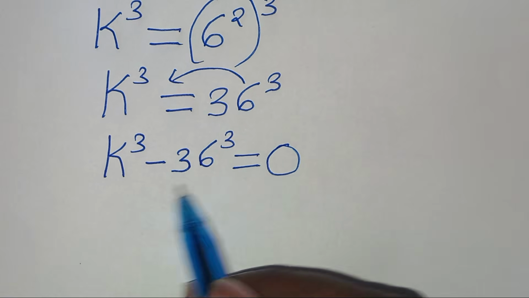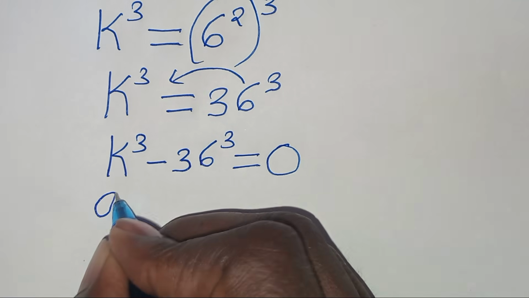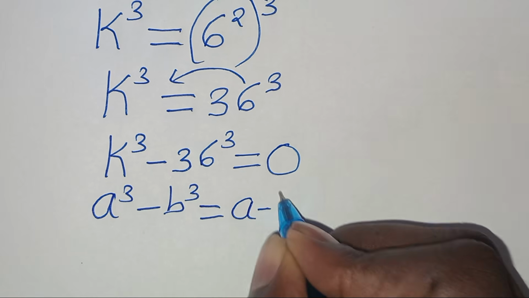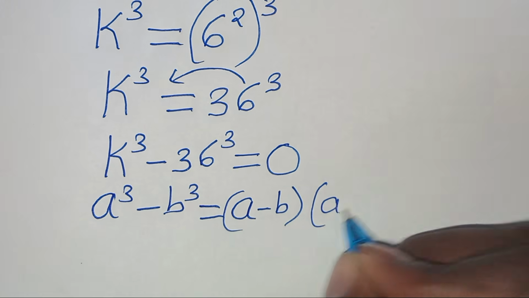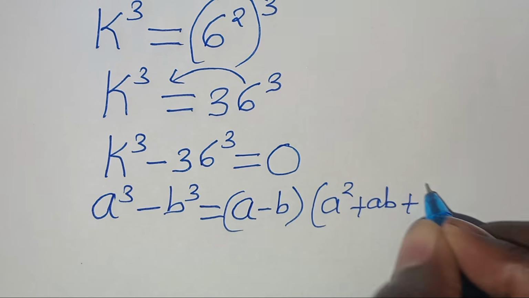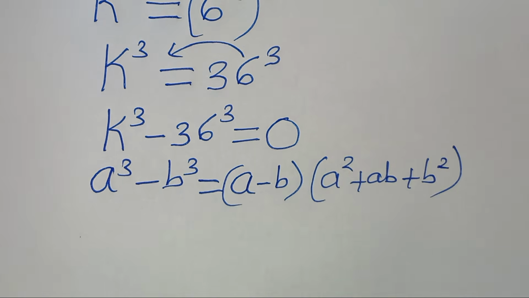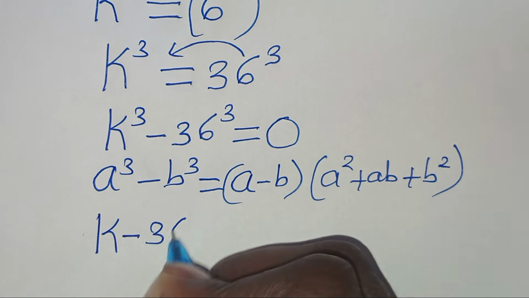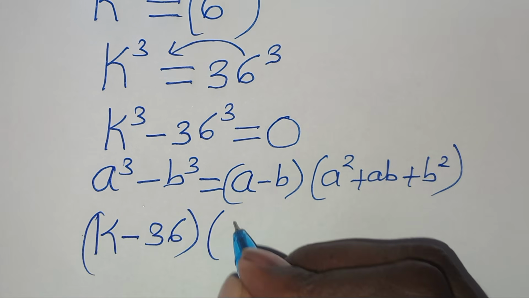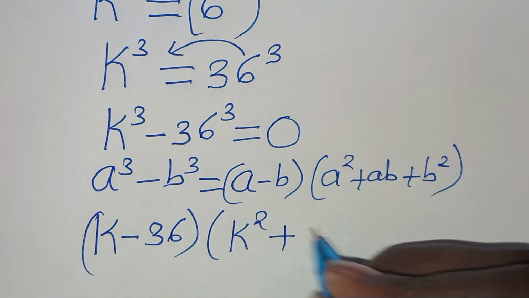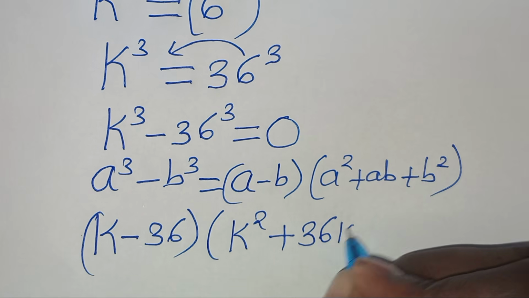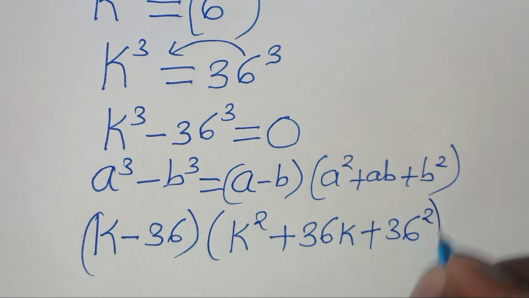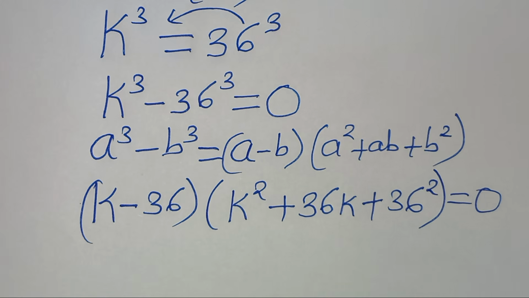Now this is the difference of two cubes, which we can express as a to the power of 3 subtract b to the power of 3, and this is the same thing as a minus b, times a to the power of 2 plus a times b, then plus b to the power of 2. Applying this identity, it follows that we have k minus 36, then k to the power of 2 plus 36k, then plus 36 raised to the power of 2, and this is equal to 0.